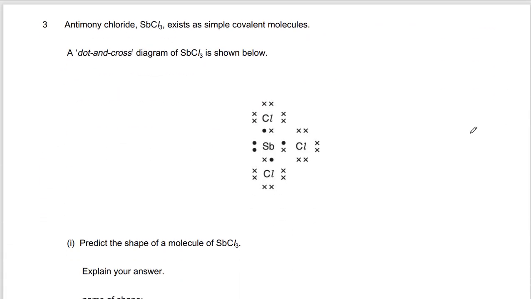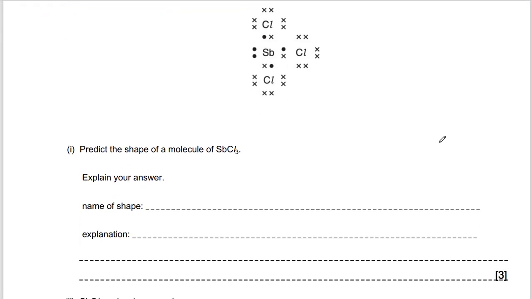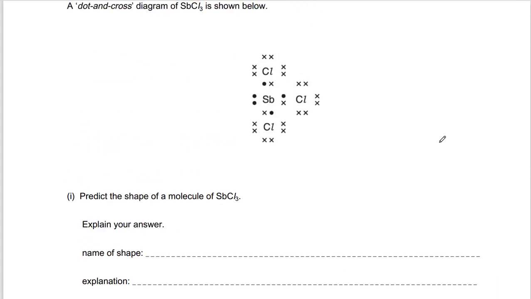Final thing then, this is a diagram. They will give you drawings sometimes, and they will simply say to you, predict the shape of a molecule, and you've got to go for it. Sometimes they'll ask you to predict the bond angle as well. In this case, we've not got to do that, but it's the same thing really, and this is the main part of what we need to do now. So we're given a dot and cross diagram. I will point this out to you.